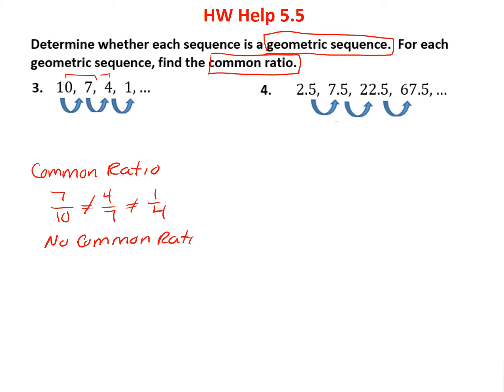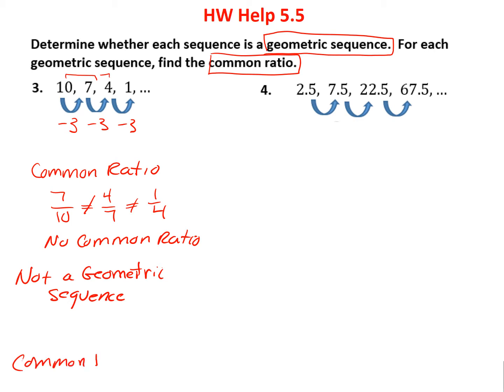Okay? So we would have to conclude that this is not a geometric sequence. What kind of sequence is it? Well, if I look up here, 10 to 7, it goes down by 3, and then it goes down by 3 again, and then by 3. This is one of those arithmetic sequences. It has a common difference of -3, which makes it an arithmetic sequence that we studied back in Unit 3, I believe.